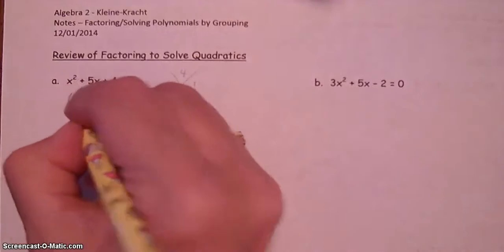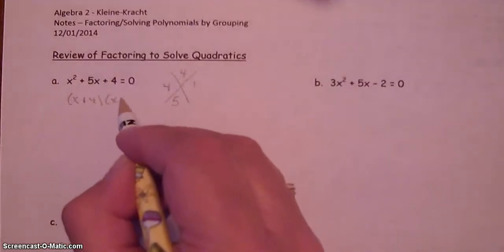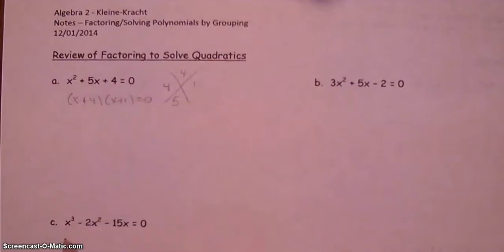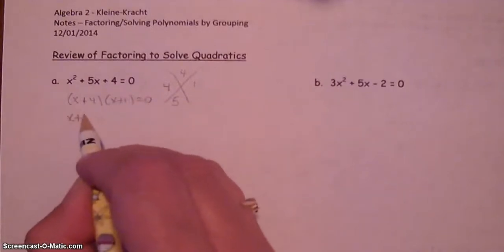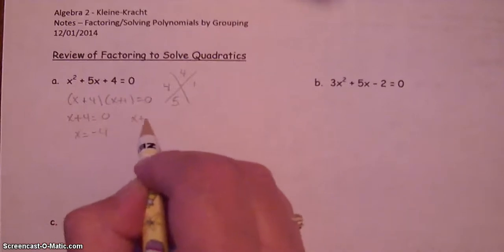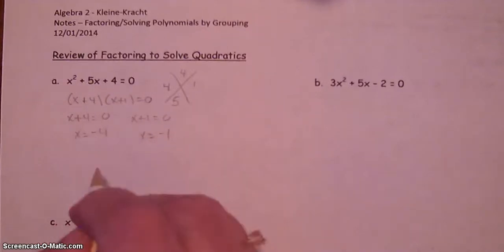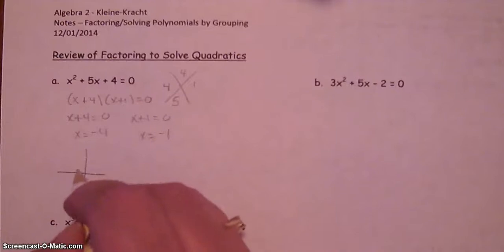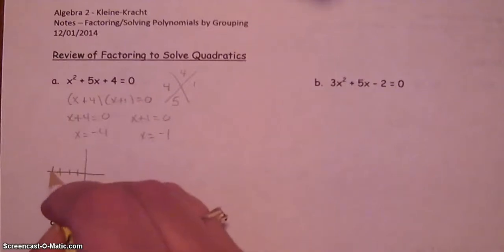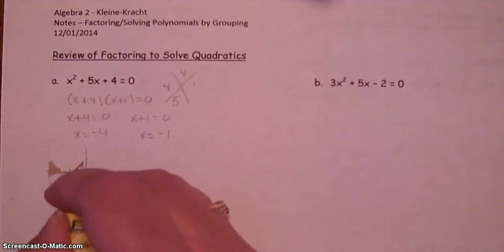We would write our factors as x plus 4 times x plus 1 here, set those equal to 0, and I will get x plus 4 equals 0, so x equals negative 4, x plus 1 equals 0, x equals negative 1. So that gives me my x-intercepts, so I know that I would have x-intercepts here at negative 4 and negative 1, and my graph would go something like that.